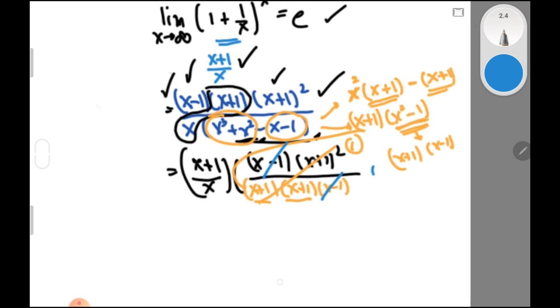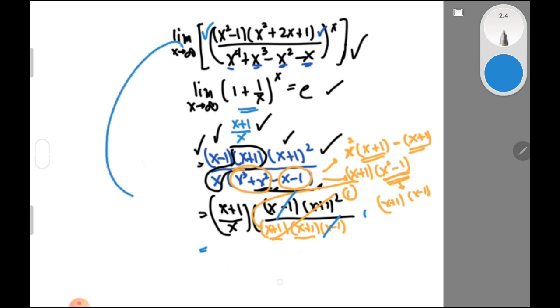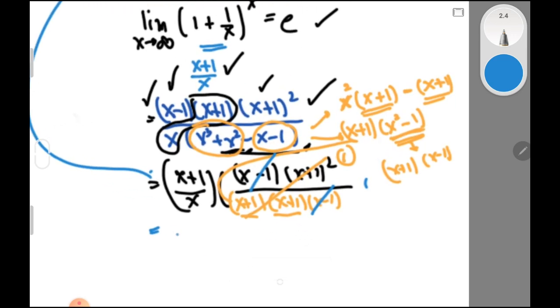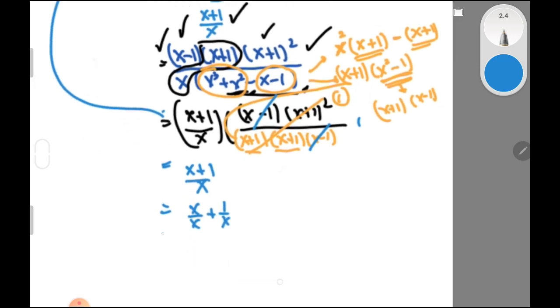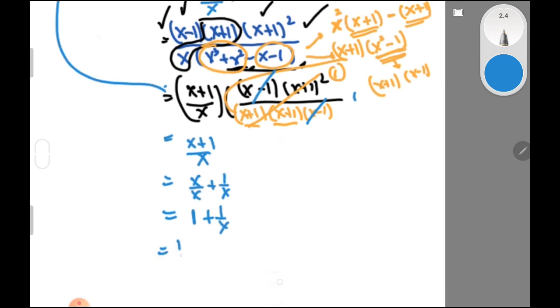So therefore, I have verified that I have a factor of, or simplified value of this equation into (x plus 1) all over x, which can be rewritten also into x divided by x plus 1 over x, wherein x divided by x is equal to 1. So therefore 1 plus 1 over x. So getting the limit of 1 plus 1 over x raised to x, as x approaches infinity, is equal to e. Okay?